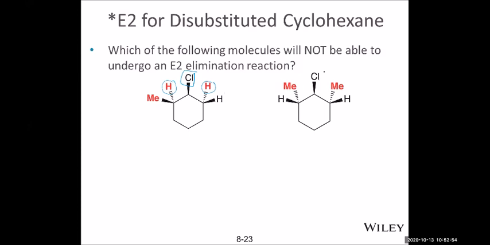Okay, and then we'll look at this. This chlorine is on the wedge, and the hydrogens are both on the wedge. Oh no, these two will not be able to have the anti-coplanar relationship with this leaving group. So therefore, this will not be able to go through E2 elimination, because the hydrogen and the leaving group have to be on opposite sides of the cyclohexane ring.